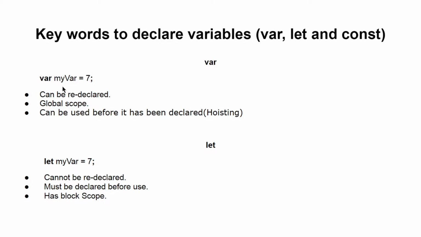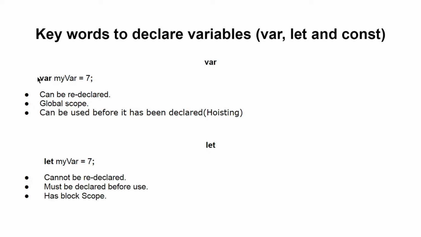This is an example about how to use it. This is the variable name, this is the keyword, and this is the value. And when you declare a variable using this keyword, the variable can be redeclared. That's the first characteristic. The second, the variable is going to have a global scope, and it can be used before it has been declared, and it is called hoisting.